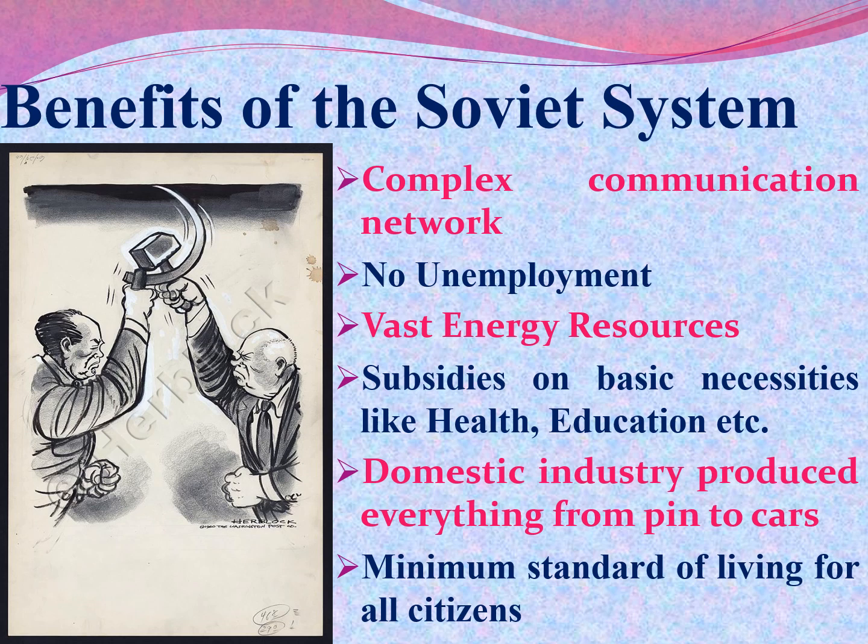The Soviet state ensured a minimum standard of living for all citizens, and the government subsidized basic necessities including health, education, childcare, etc. Also, there was no unemployment. State ownership was the dominant form of ownership. Land and productive assets were owned and controlled by the Soviet state.